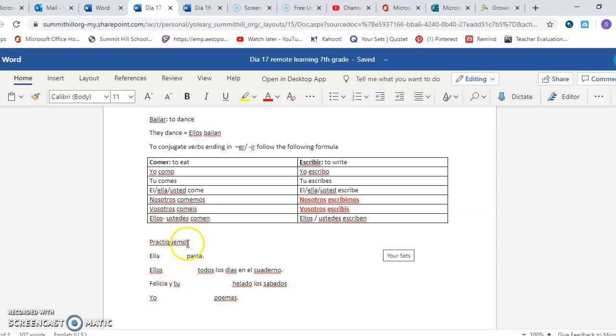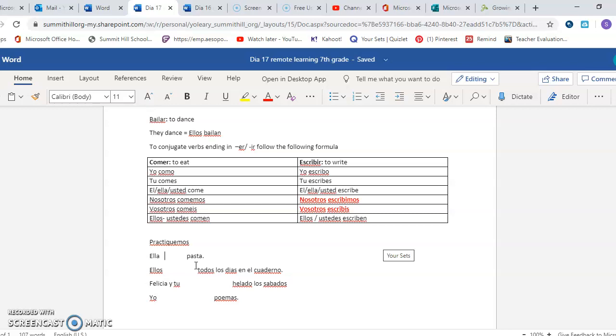This practiquemos, let's practice, is based on your assignment for today. So we have two different verbs, right? Comer and escribir. On your assignment, a verb is going to be given in parentheses. That verb you need to conjugate. That means you need to take away the ER and the IR ending based on this chart and the pronoun. So, ella pasta. Well, she pasta. She eats pasta or she writes pasta? Hello, she eats pasta. So it is comer.